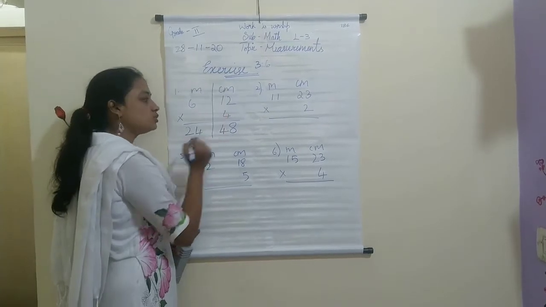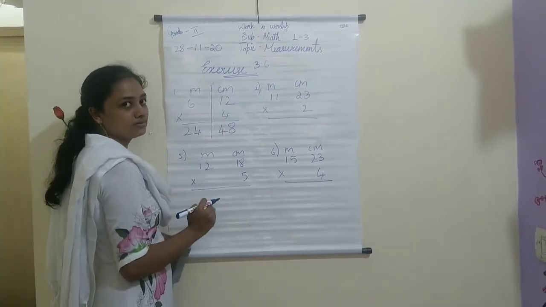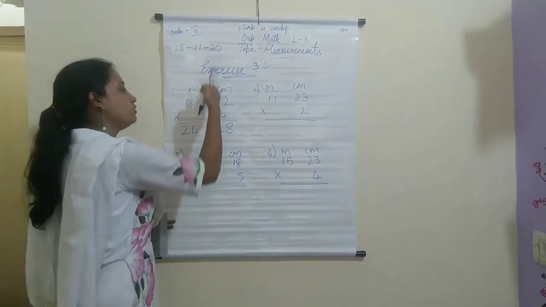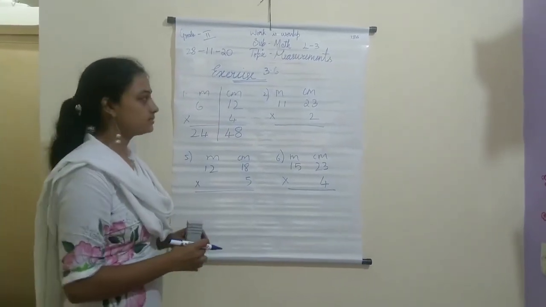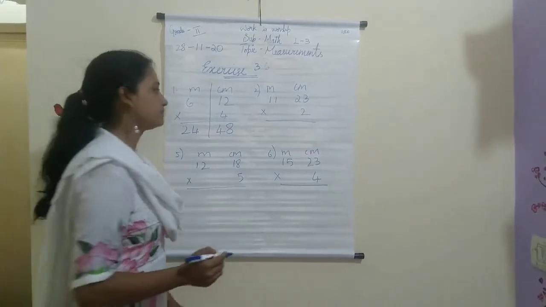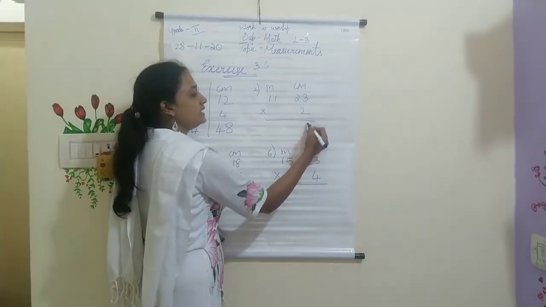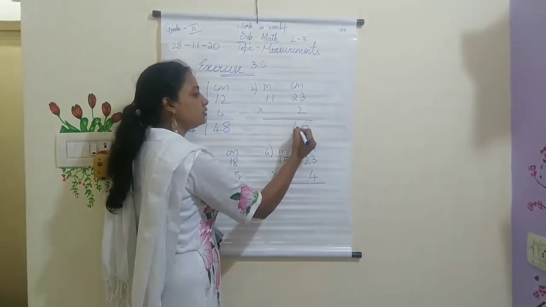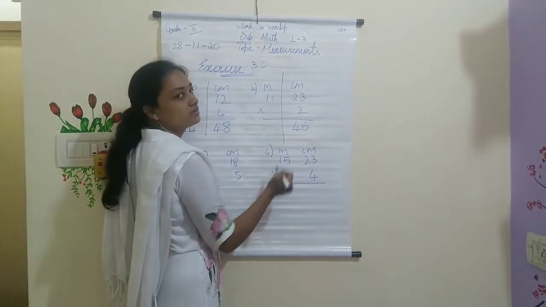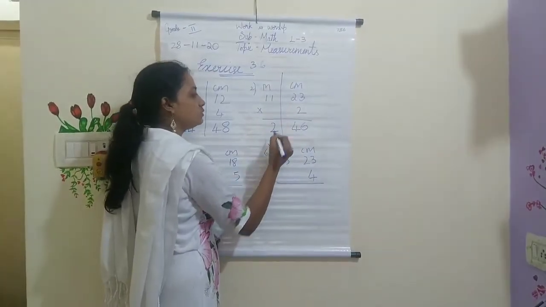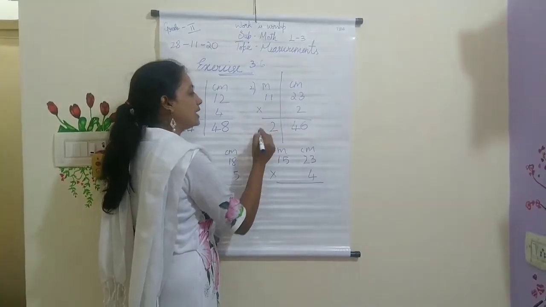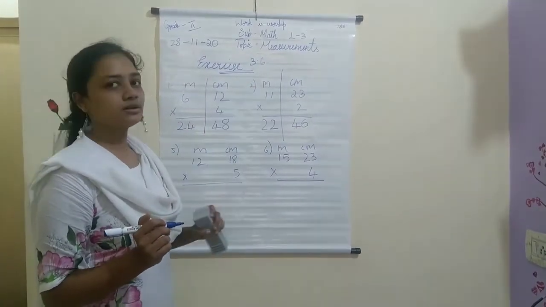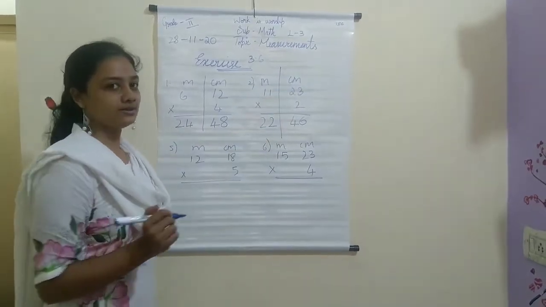In between, you should have a gap here. Okay, children? If you are not able to maintain the gap, you can draw a line like this and write. Let's go for second one now. 2 3s are 6. 2 2s are 4. 2 1s are 2. Again 2 1s are 2. Answer is 22 meters, 46 centimeters.